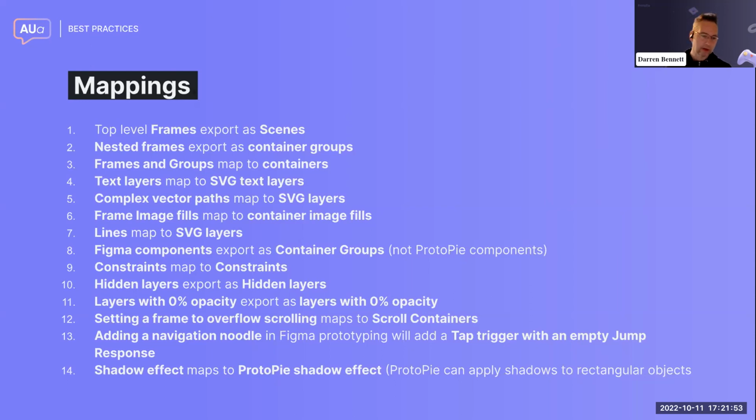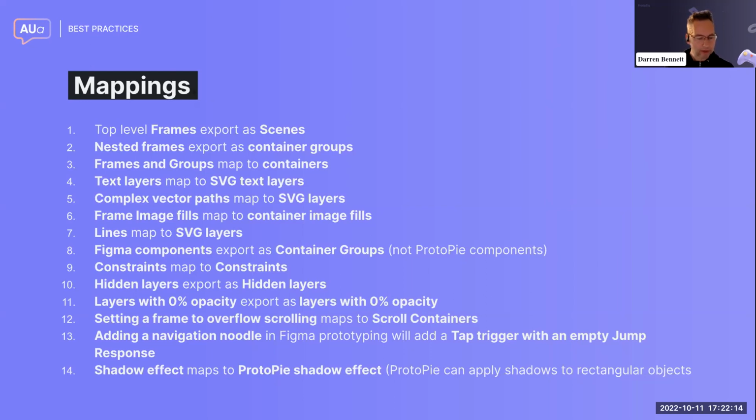Layer constraints. If you're going top left or scaling, those kinds of things, they map one-to-one between the two tools. If you've got a layer turned off in Figma, that's also going to be turned off but will still export into ProtoPie, which is good. And some properties as well, like opacity, are preserved between the two tools.